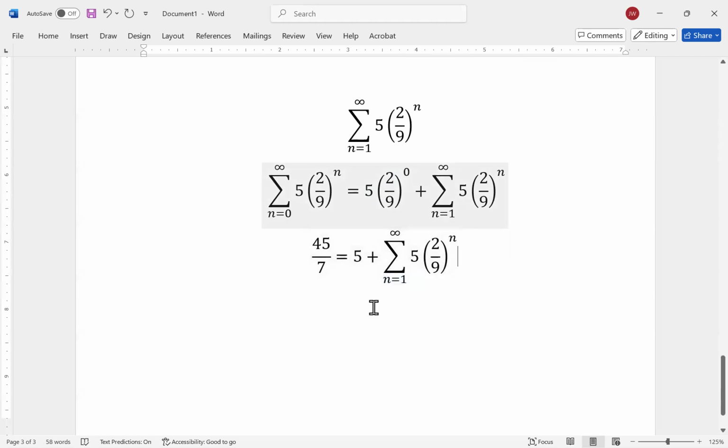If I subtract 5 from both sides, 45 over 7 minus 5 gives you 10/7 or 1 3/7. And now I know that this summation, again subtracting 5 from both sides of the equation, is equal to 10/7.